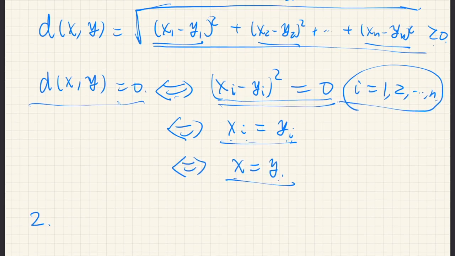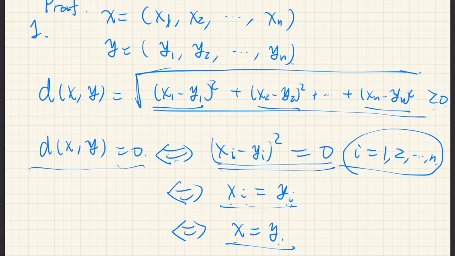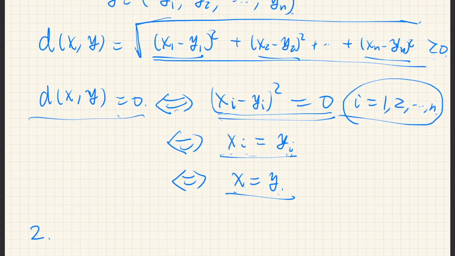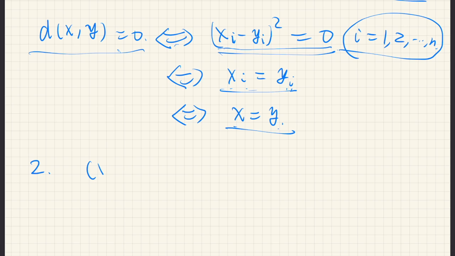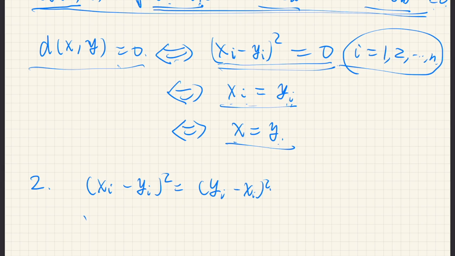And the second part, symmetry. So this was the definition. Of course, (x1 minus y1) squared is equal to (y1 minus x1) squared. So (xi minus yi) squared is equal to (yi minus xi) squared. So if we do this, it's clear that this is equal to d(y, x). If we swap the order of x and y, we still get the same quantity. Therefore, the distance function is symmetric.